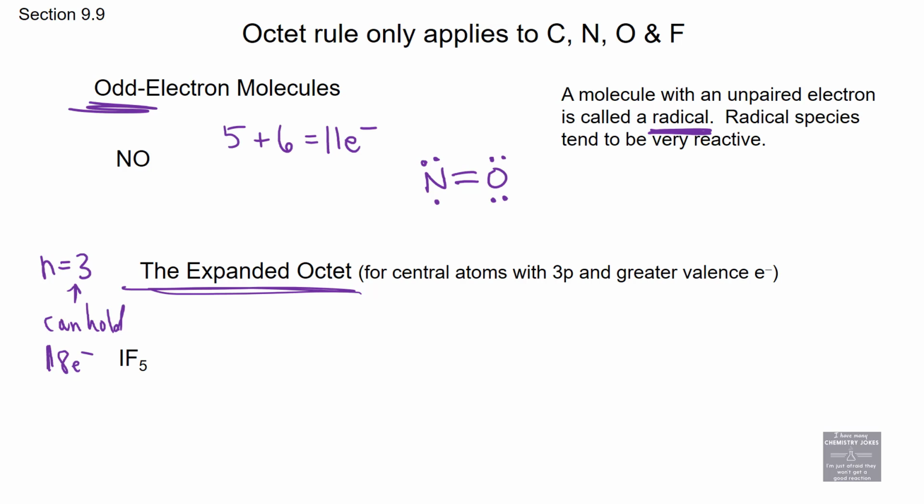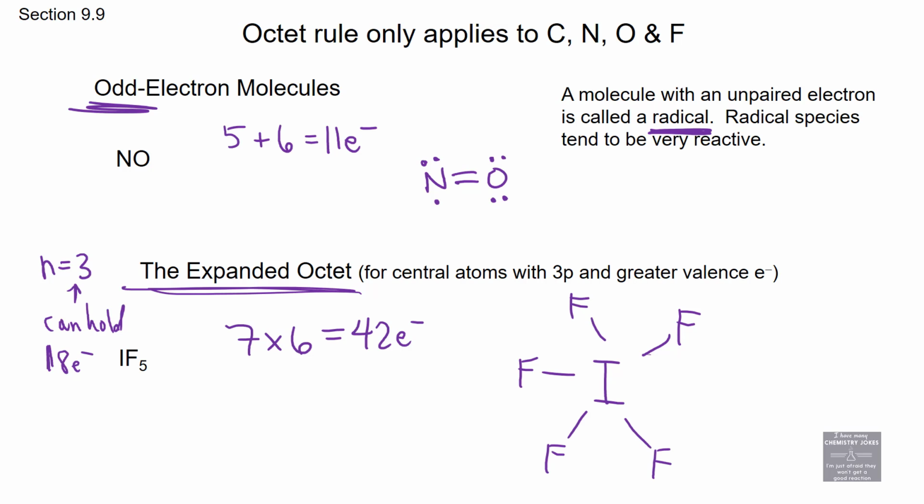An example of something that has an expanded octet is IF5. That's really 7 times 6 because fluorine has 7 valence electrons and iodine also has 7 valence electrons. So that gets me to 42 total electrons available. That's a ton of electrons. So I put I in the middle, least electronegative in the middle, and all the F's go around the outside.